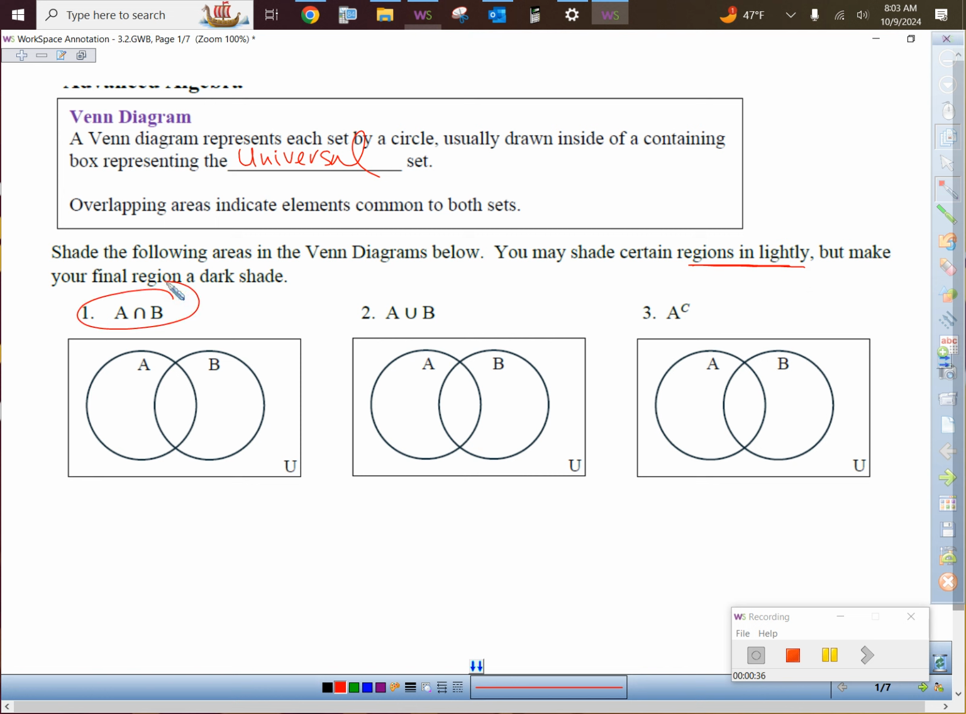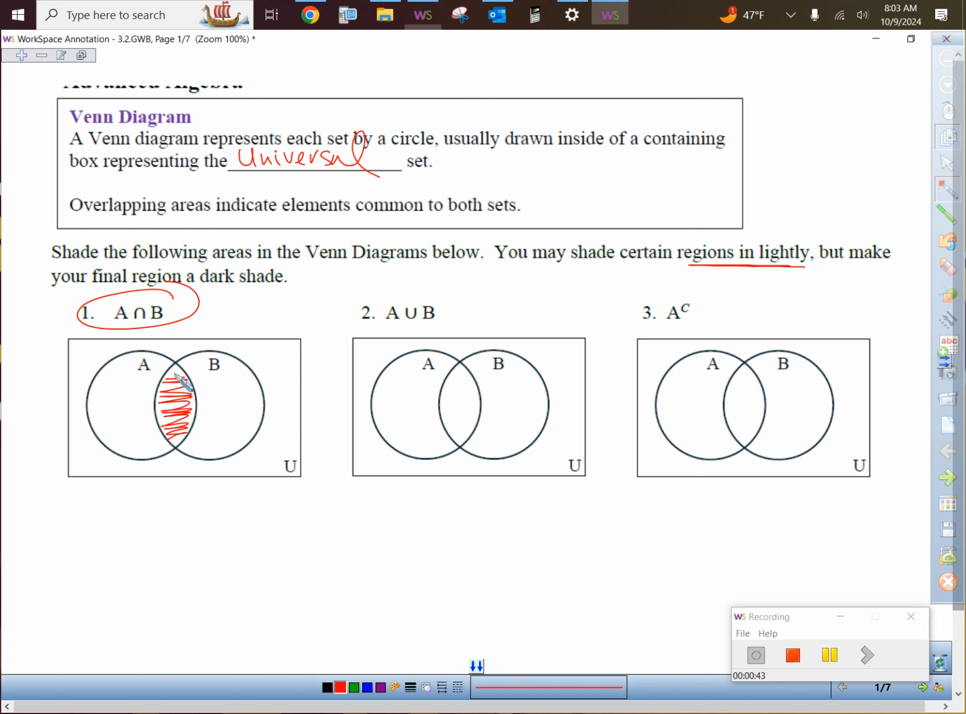What do they want here? A intersection B. I think that's very obvious. When it comes to Venn diagrams, you feel that that region right there is where set A and set B overlap each other in that spot. Are we cool with that? That's usually the first thing people think of when they do a Venn diagram.